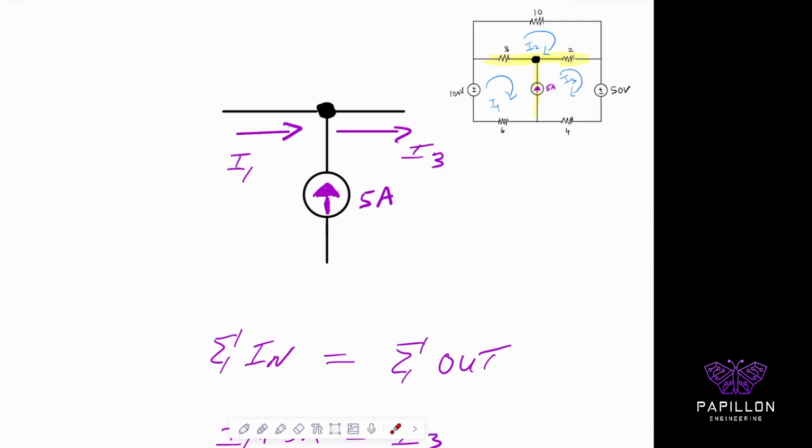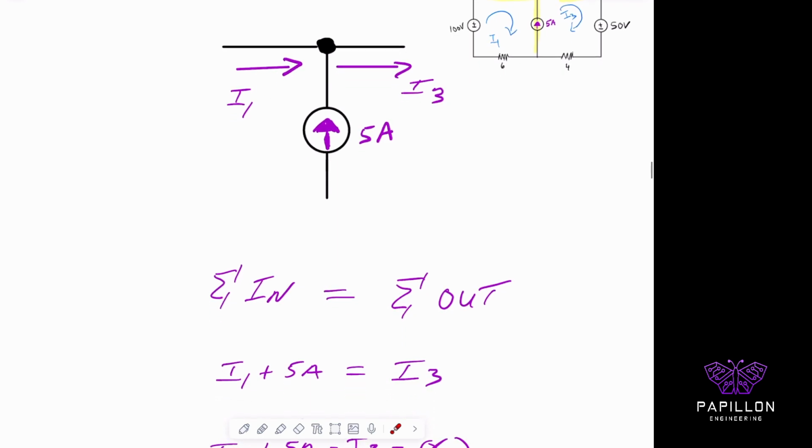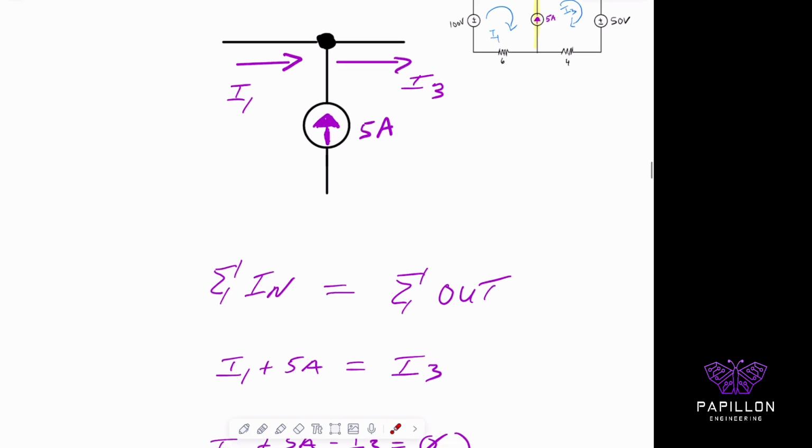So in my previous videos, I tried to show you an explanation, which essentially says the sums of the ins will equal the sums of the outs for all of our nodes. In other words, the currents that I have entering are I1 and the 5 amps. So here, I1 plus the 5 amps. And the current I have leaving this node is only I3. So there's my sums of ins and outs.